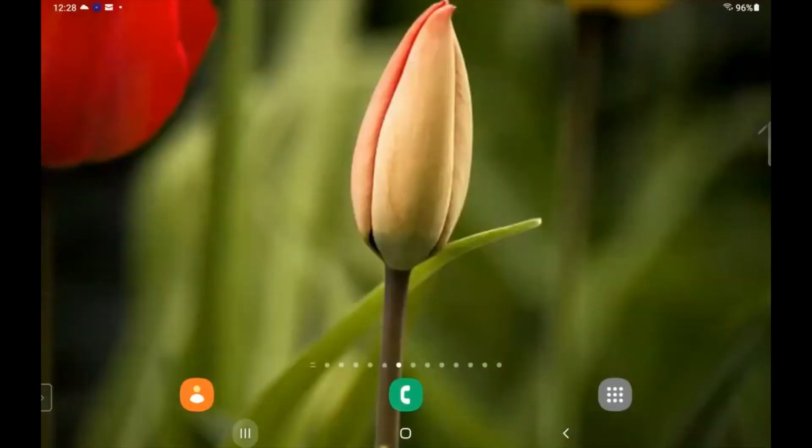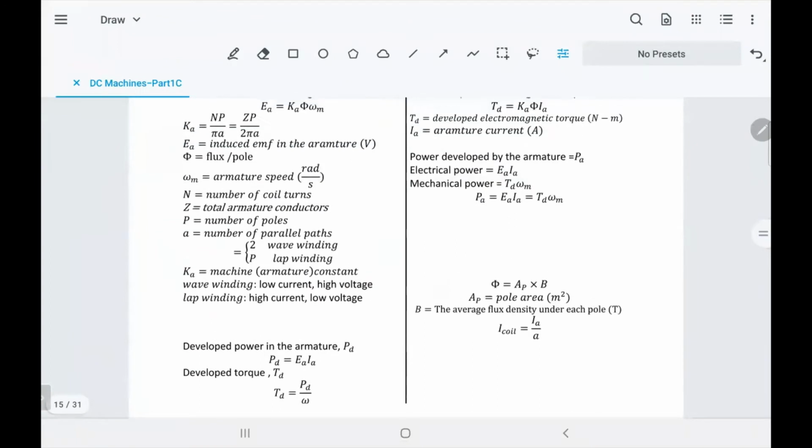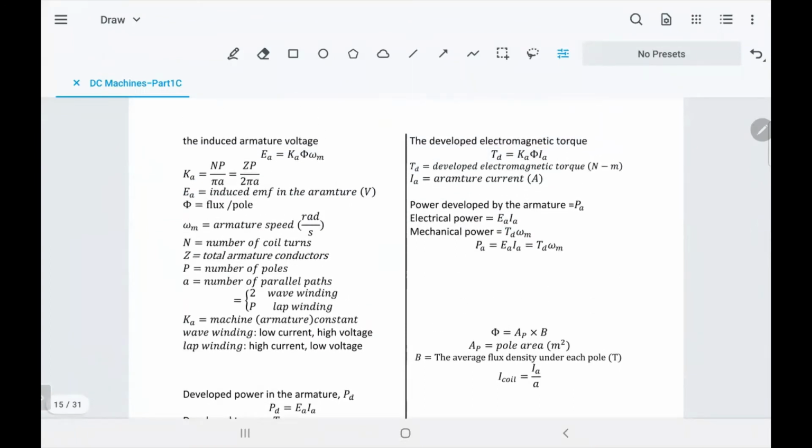Now we'll go to a document here. So the equation is written here, and that's the constant Ka. I want you to understand what it means, because you can use either one, both are equivalent. N is the number of turns, P the number of poles, and small a is the number of parallel circuits, which depends on the type of winding. So if you see lap winding, look for the number of poles with the same number. Wave winding, just 2. You have only 2 parallel paths. It does not depend on the number of poles. That's all.